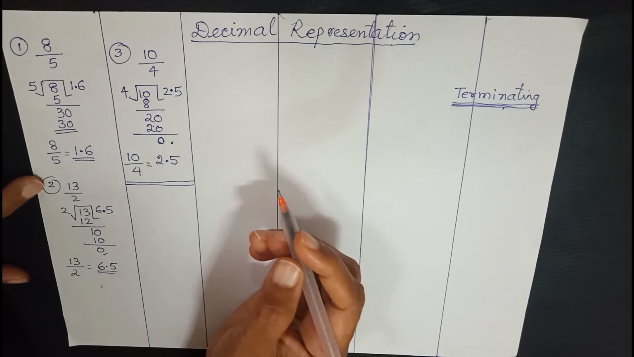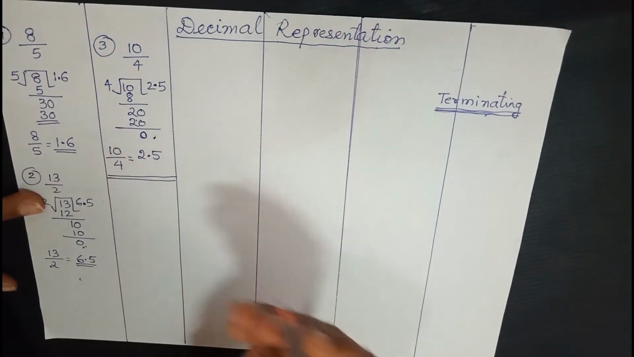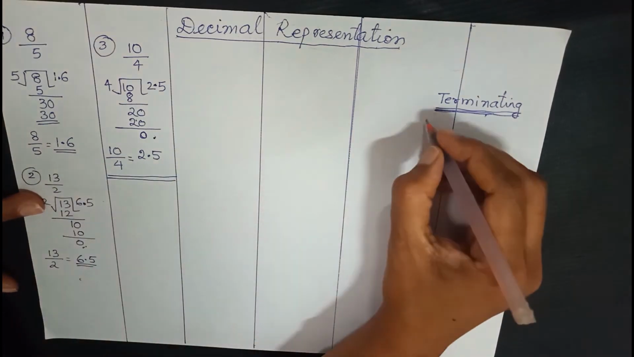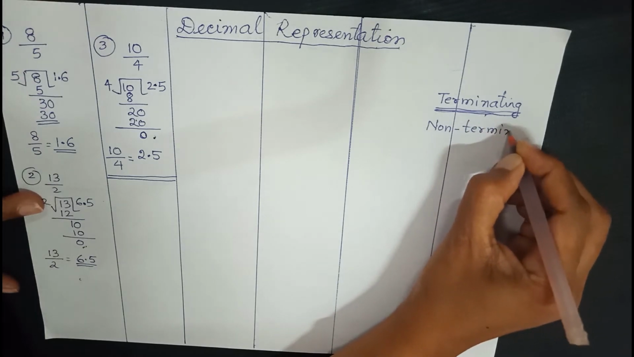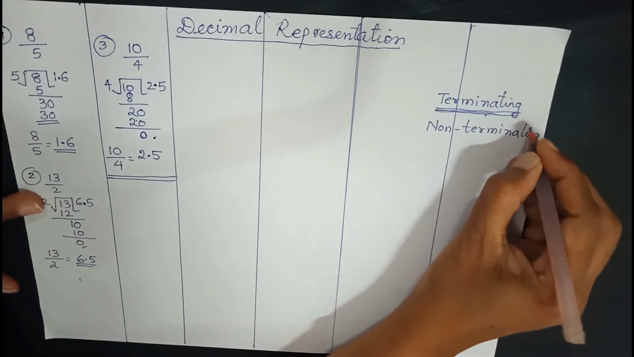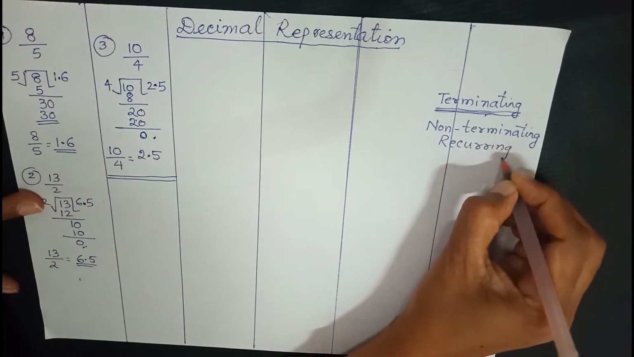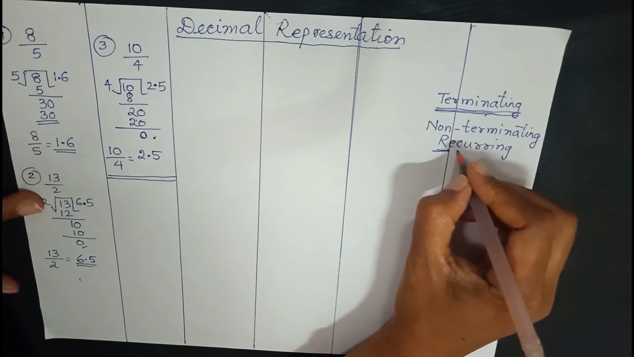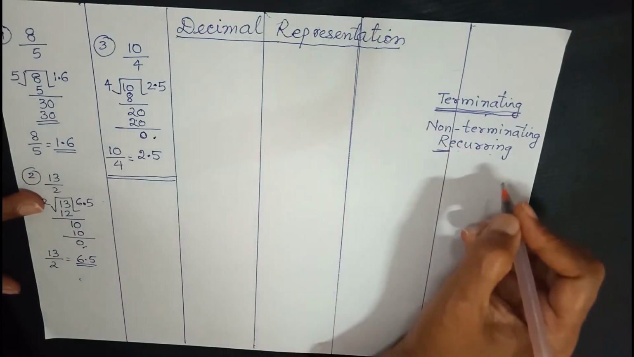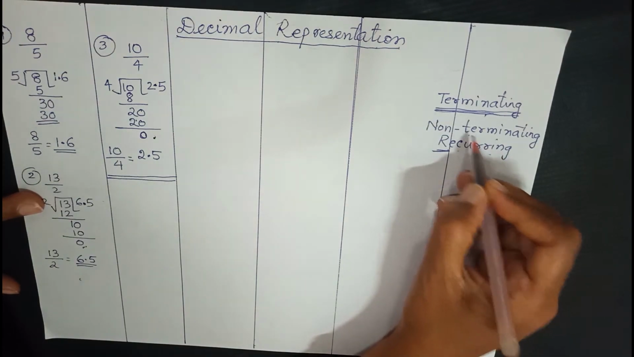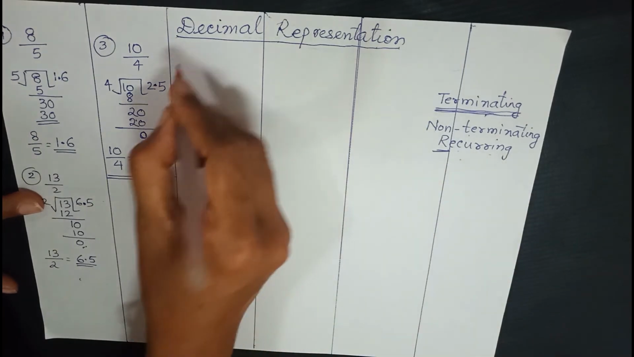But there are some cases where the division will not end. It will keep on continuing. And such type of divisions are called non-terminating. Non-terminating means they are not ending. Non-terminating, recurring. Recurring means what? Re means again and again. Occur, to occur again and again. So the numbers will keep repeating themselves again and again. Such type of decimal representation is called non-terminating, recurring decimal representation.